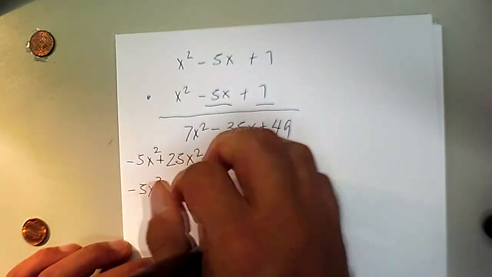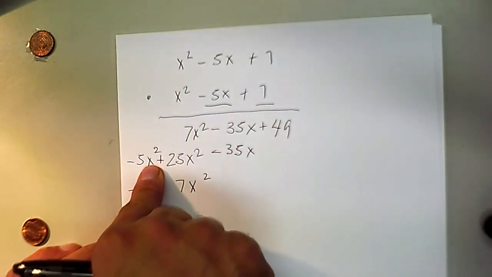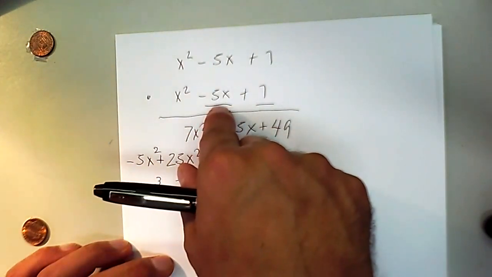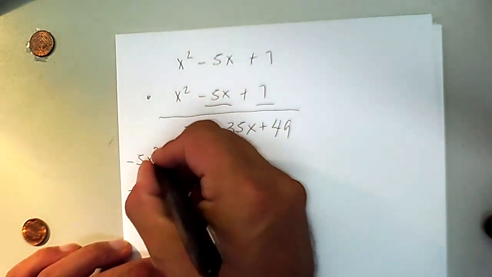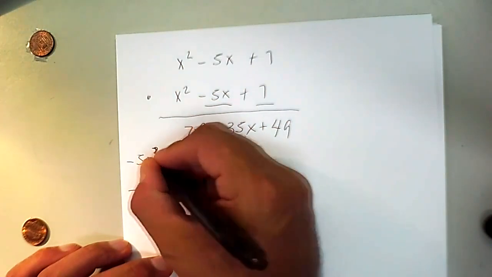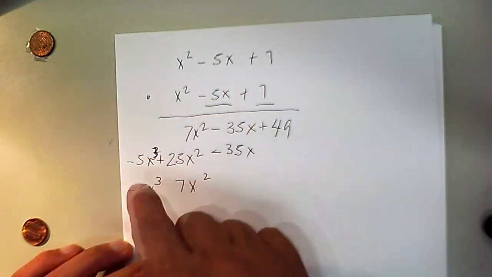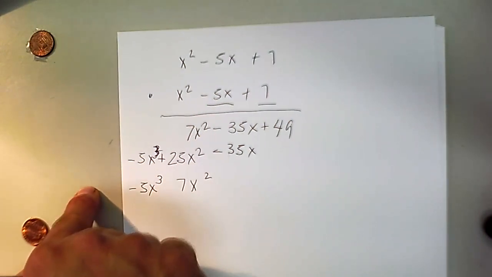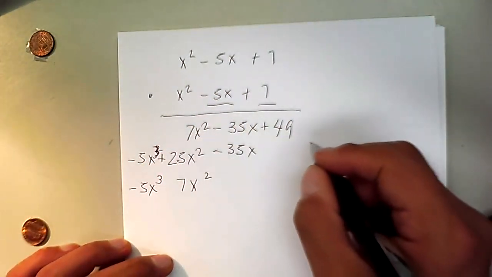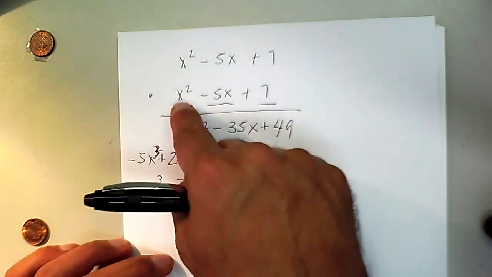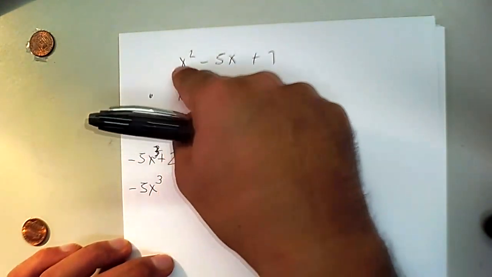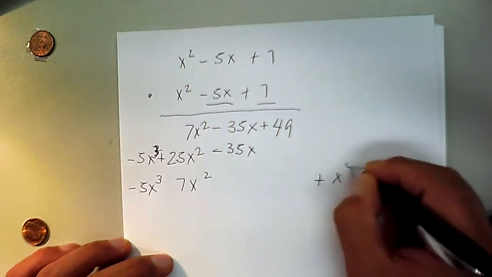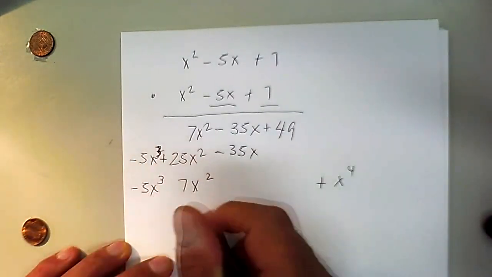-5x cubed. Oh, wait a minute. That shouldn't be an x squared. Where did that come from? That came from multiplying those two. So that should have been x cubed. Okay. And then there's one more term that should be here, but I'm not going to write it on the desk. And that is x squared times x squared. So that is x to the 4. I'm going to put it here plus x to the 4, but it should go over here.